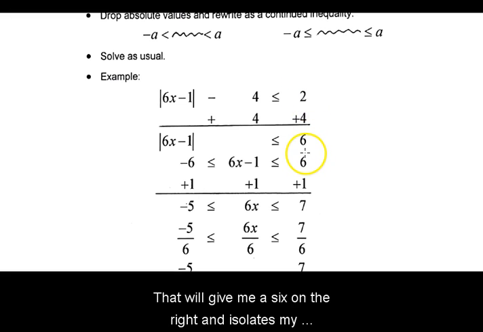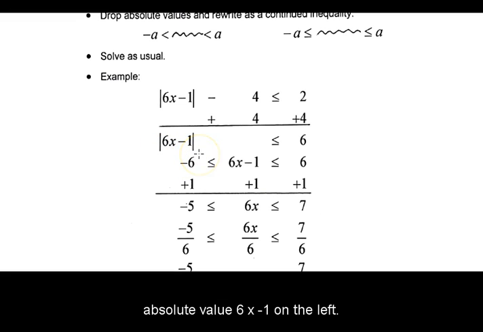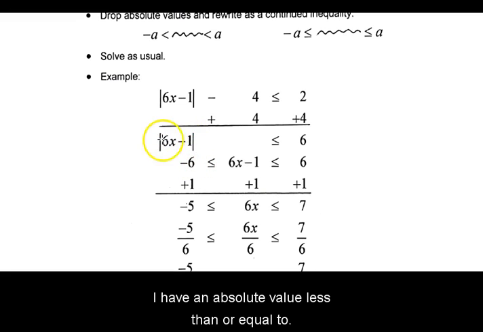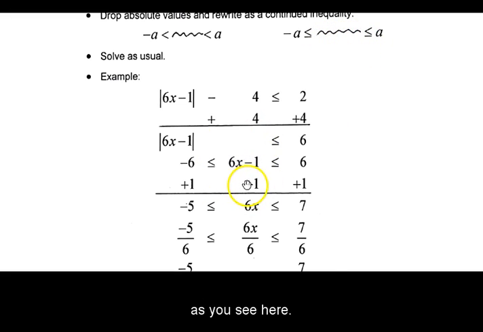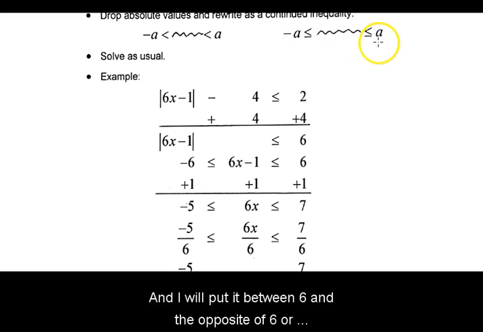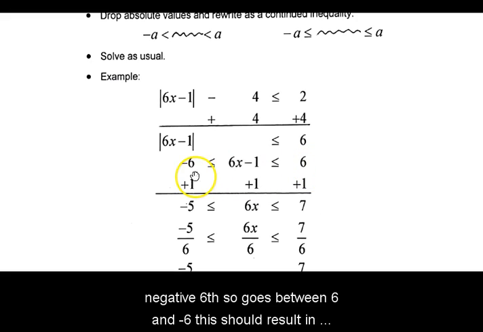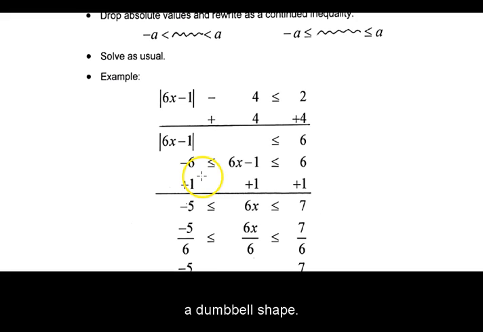That will give me a 6 on the right and isolates my absolute value of 6x minus 1 on the left. I have an absolute value less than or equal to. I will drop the absolute values, put 6x minus 1 here in the middle, as you see here, and I will put it between 6 and the opposite of 6, or -6. So it goes between 6 and -6. This should result in a dumbbell shape.